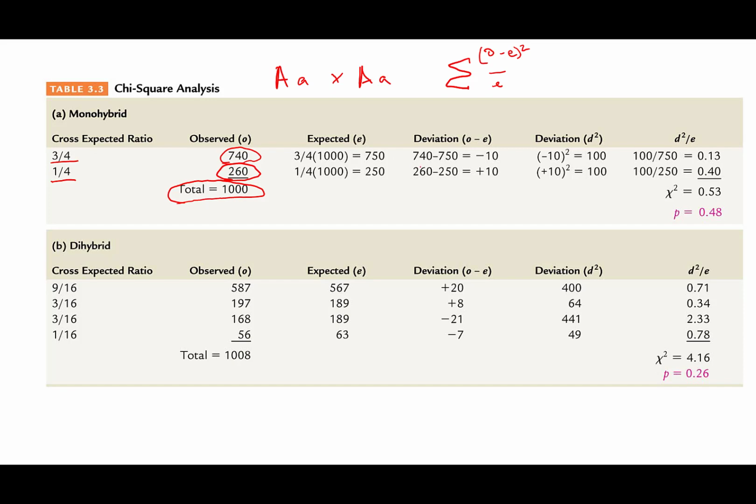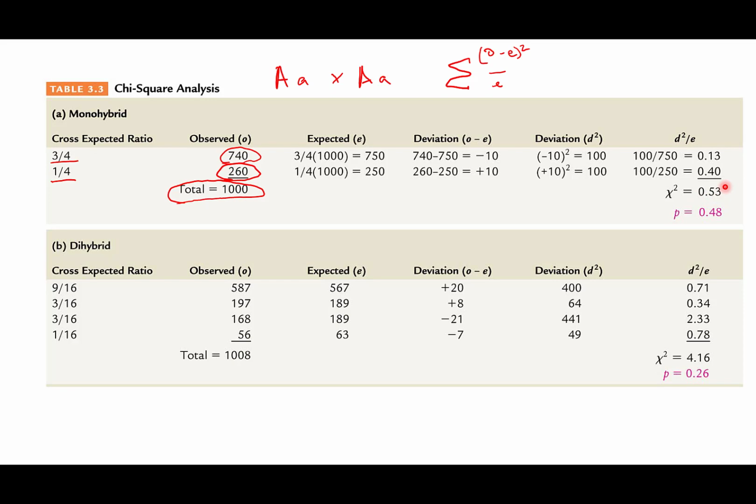So let's take it for each one of these. We're going to first do it for the dominant. So we have 740 minus 750, which is negative 10. We square that, which is 100, divided by our expected, 750, which gives us 0.13. But we need to add that, because this is the sum. So we add it to the next one. 260 minus 250 is positive 10, squared, also 100. Divided by 250 is 0.4. Add those two together, and our chi-square value is 0.53.